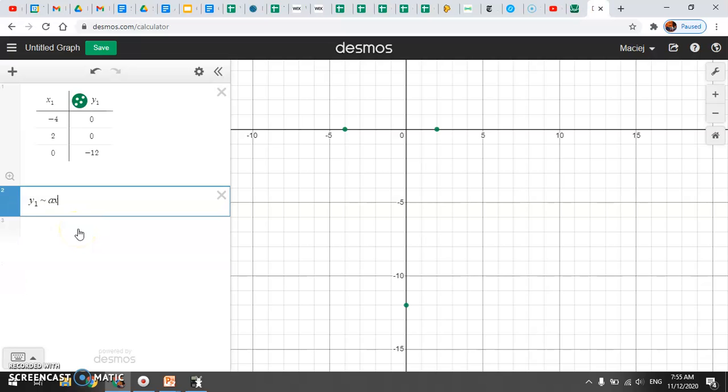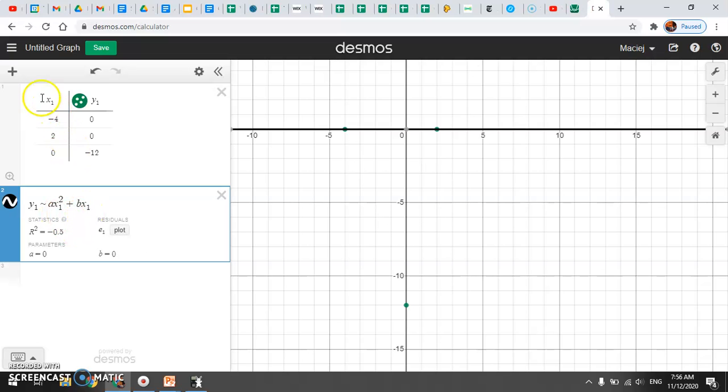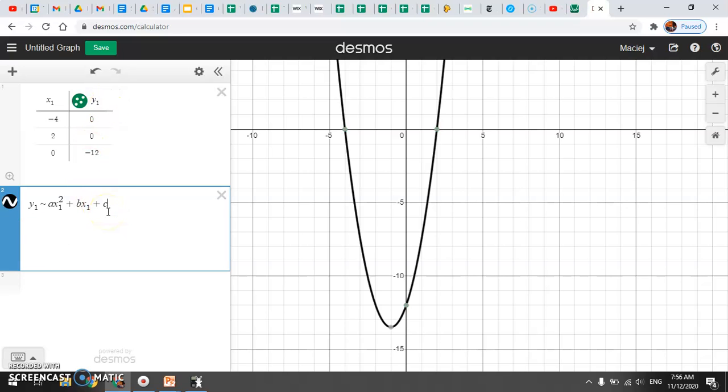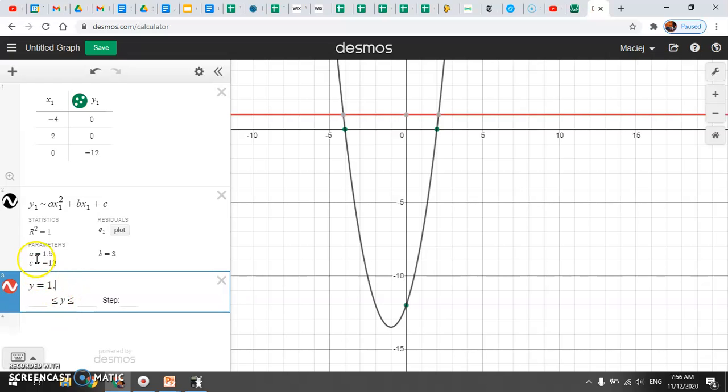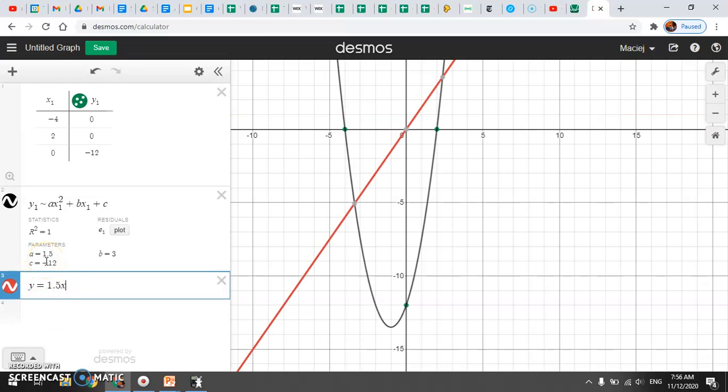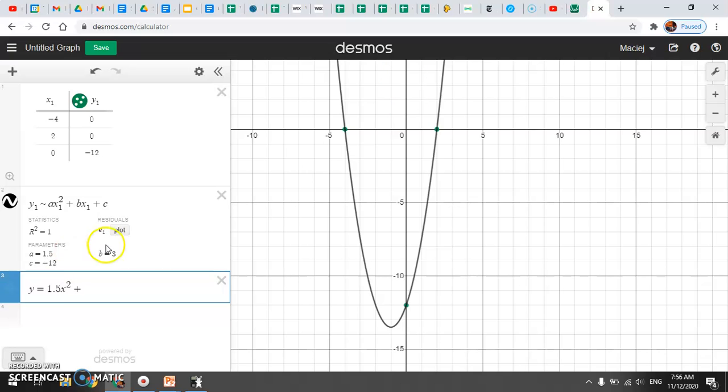Okay, so ax1 squared plus bx1, and I'm using again the sub 1 because our table is x1 and y1, and then plus c. So notice I've just entered a general form of quadratic, and I've put that symbol there. It knows it ran a regression, and it told me what a, b, and c should be. So in other words, I can rewrite the equation y equals 1.5x squared plus 3x plus, oh sorry, the c value is -12.